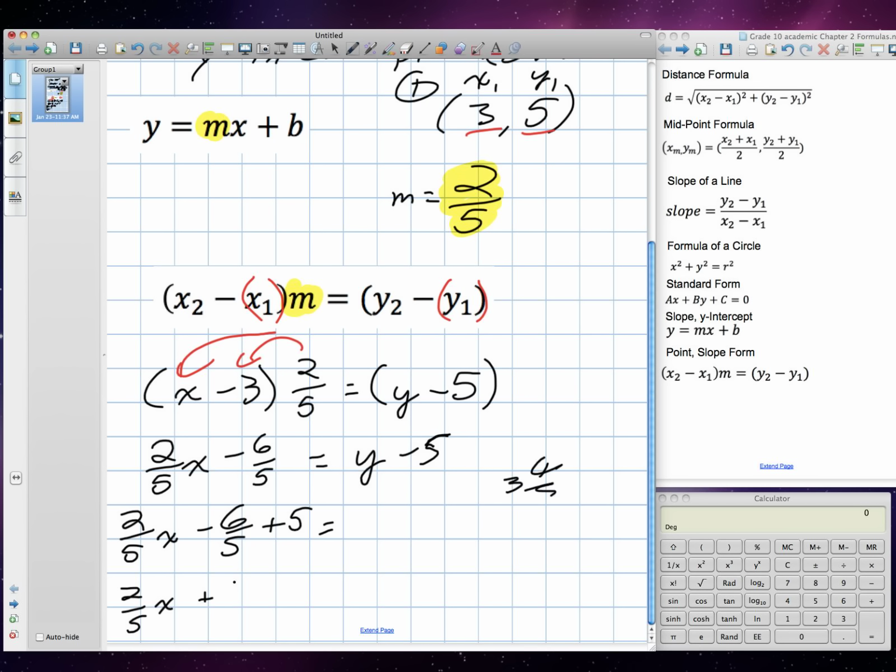3 and 4/5 as an improper fraction is 19 over 5. So 19 over 5 is equal to y. This is our mx plus b form. Now if it wasn't a fraction, it is actually very simple to do.